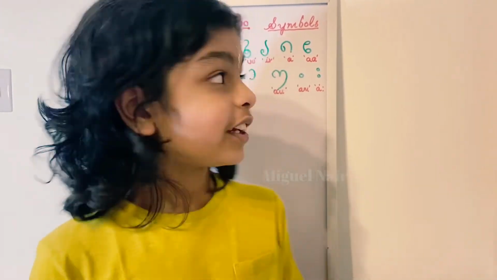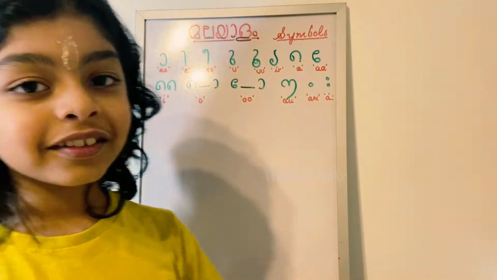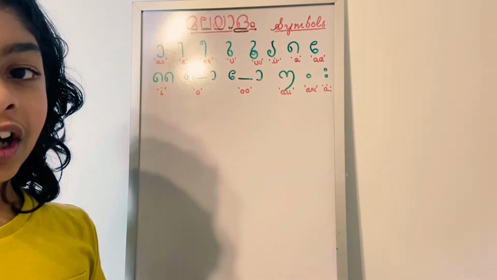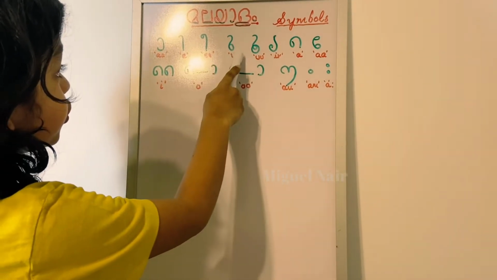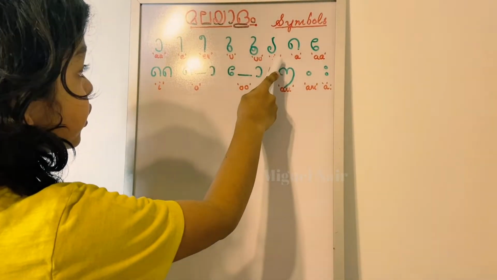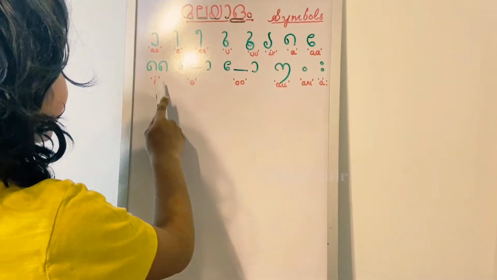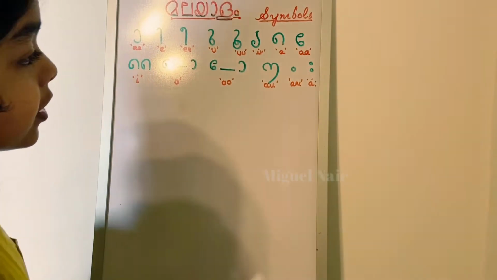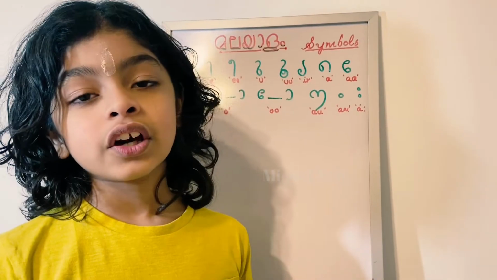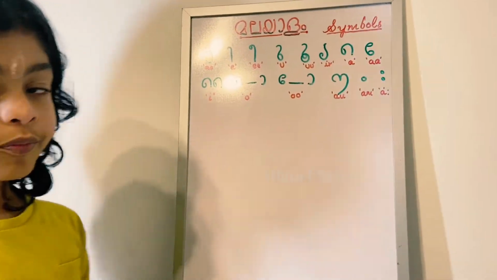But today it won't be basic letters or Vanyanangal. Today it will be symbols. Let's learn them all together. Symbols are A, E, E, U, U, I, E, E, I, O, O, Ow, ah. Let's learn about the symbols.